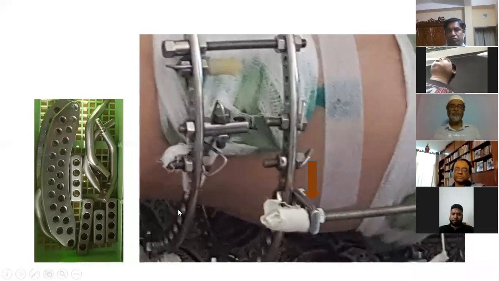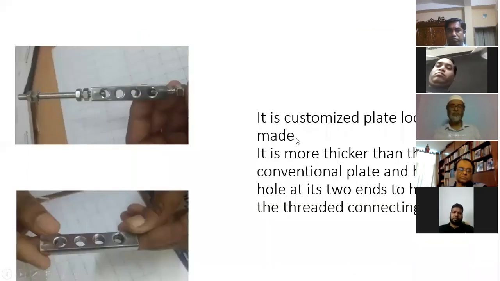And here is the basket with a femoral arch, straight plate, and oblique support, you can see. And here is another plate, a customized plate, locally made. It is thicker than the normal conventional plate, and it has two holes at its two ends to connect the rods at its two ends.